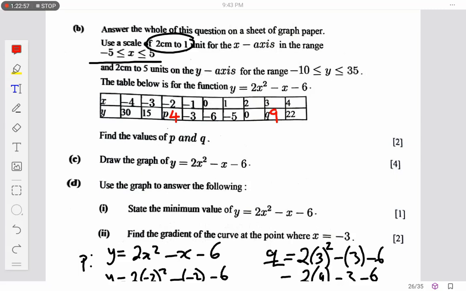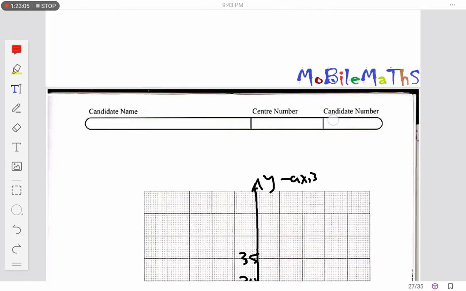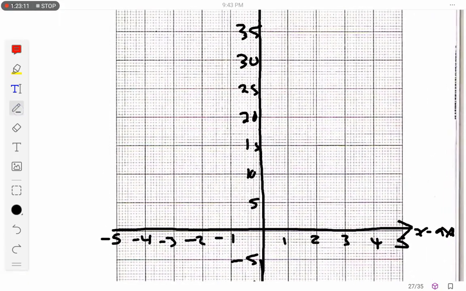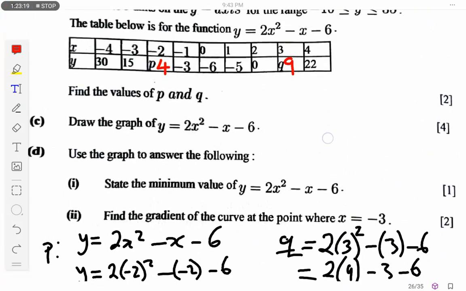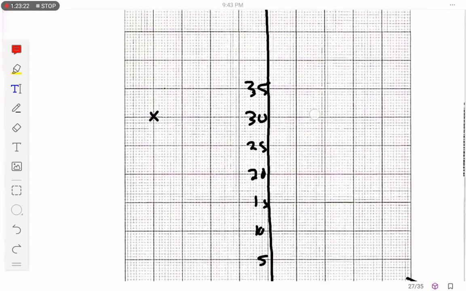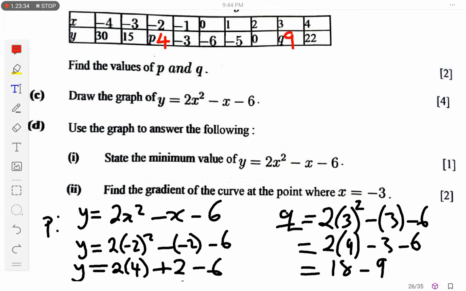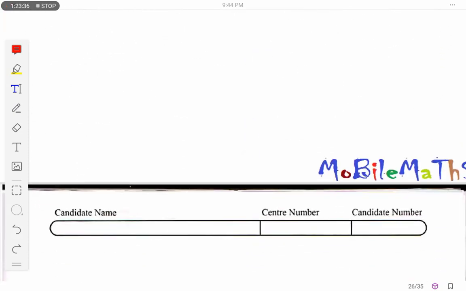Now let's plot our graph. Okay, so our first point is -4 and 30. So this point is here. -4 and 30 is here. Then the next point is -3 and 15. This is the point here, the center here. Then the next one is -2 and a 4.